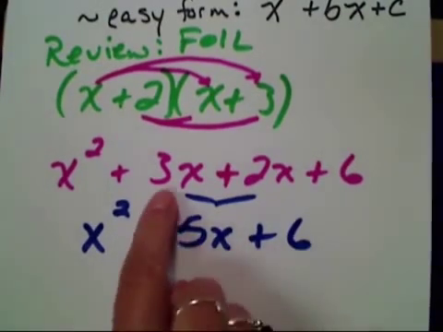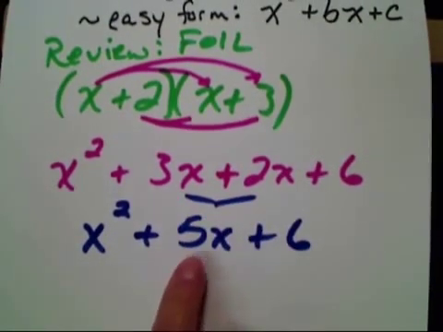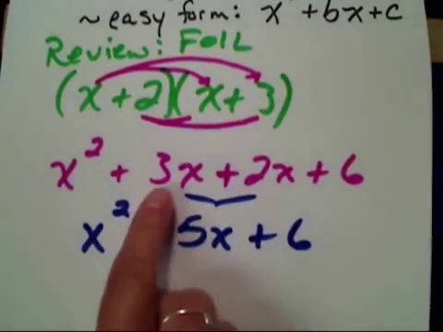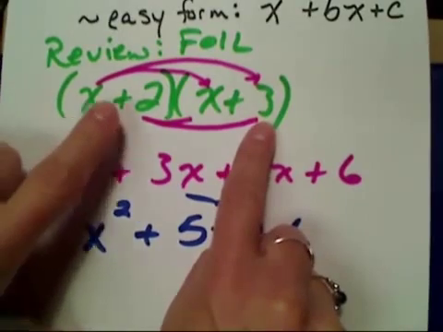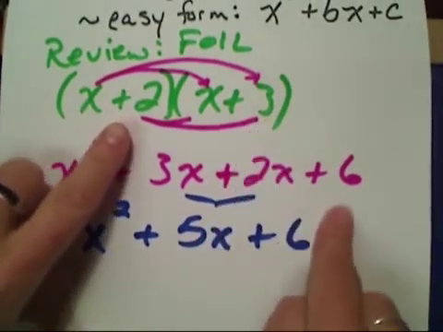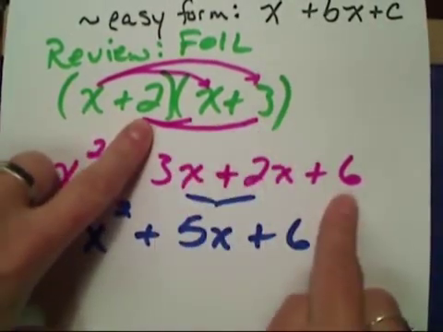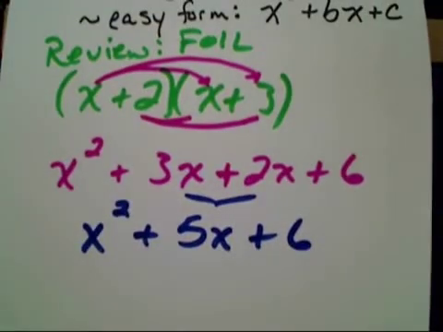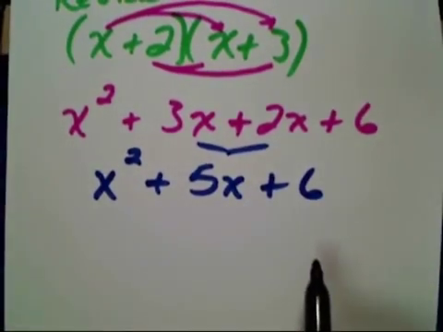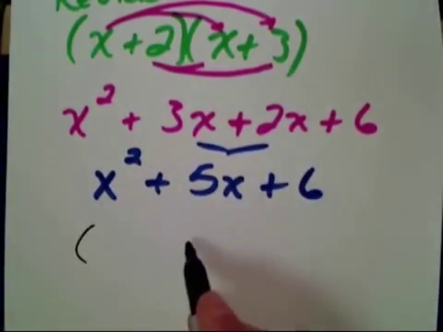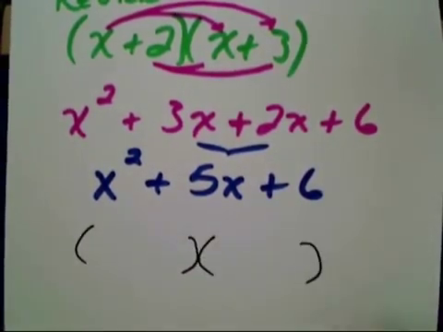So that just came along for the ride. It was the combination of the outside and the inside that made this middle term. And that outside and the inside came from taking the x times the 3, the factor of your 6, and the 2 times the x, the other factor of your 6. So thinking about working this backwards, we're starting with a trinomial this week, and we want to write it as a product of binomials.